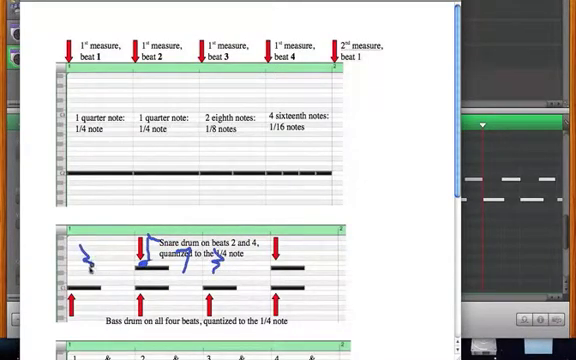So I would have a quarter note rest, an 8th note, an 8th note rest, a quarter note rest, an 8th note, and an 8th note rest. And this is what it would look like visually on the page. Okay? That's what that would be.